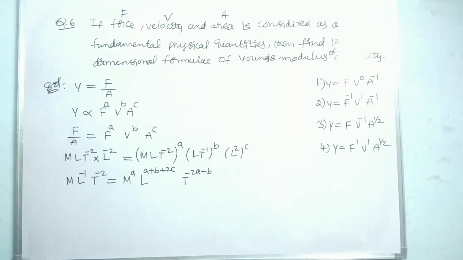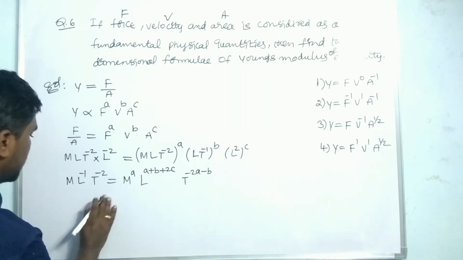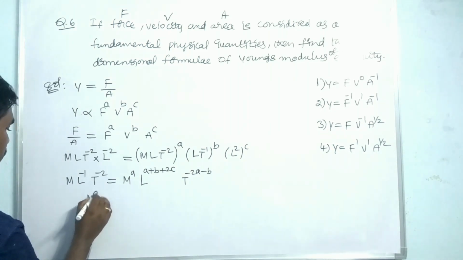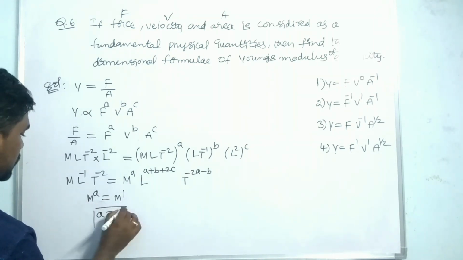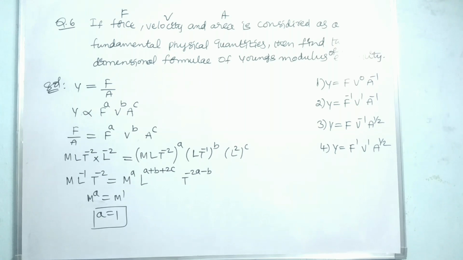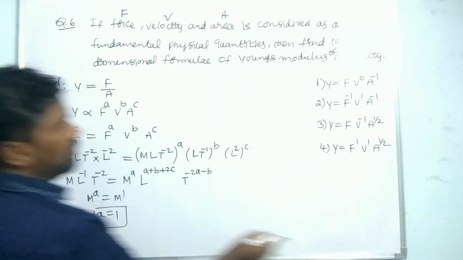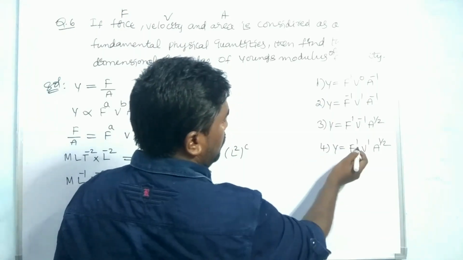That's it. So by comparing on both sides, you have to write that M power a is equal to M power 1. So a is equal to 1. So we can get the value of a is equal to 1. So a means F to the power 1.